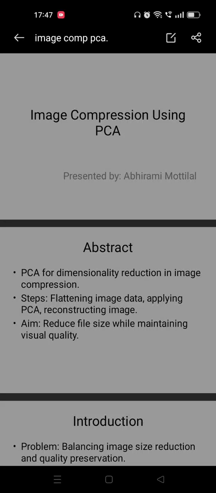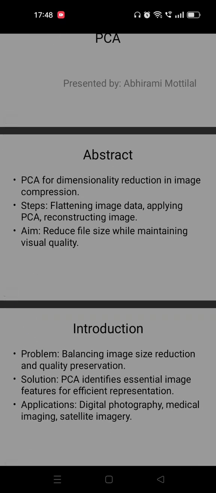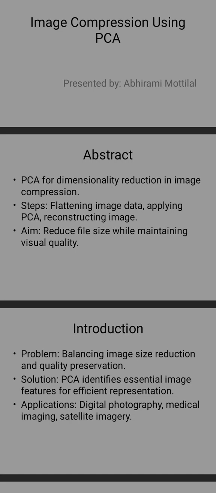Today I'm here to present my project, and my topic is image compression using PCA, Principal Component Analysis. Moving to the abstract, the aim of using PCA is to reduce the file size of an image while maintaining the visual quality. The steps involved are flattening image data, applying PCA, and reconstructing the image.